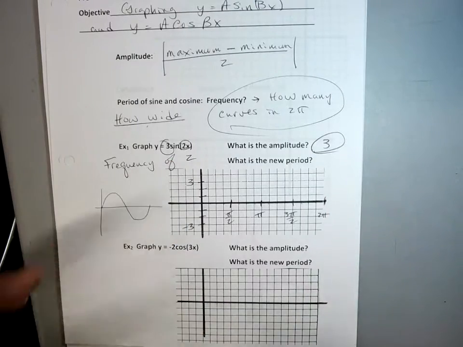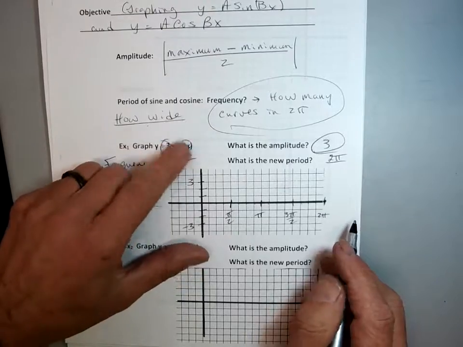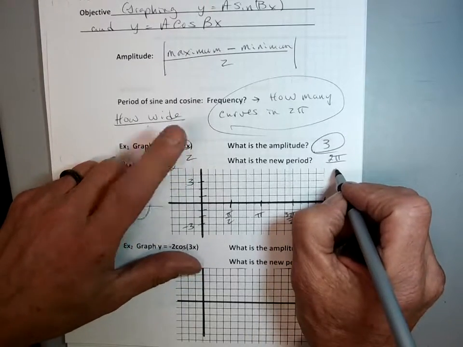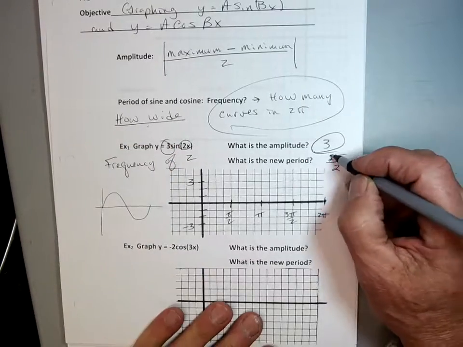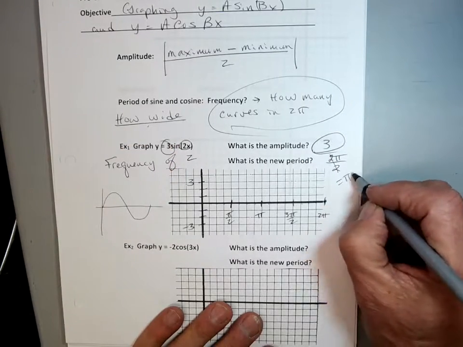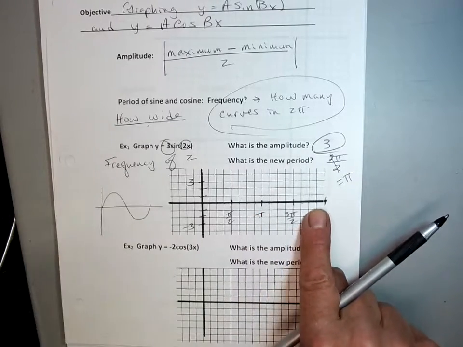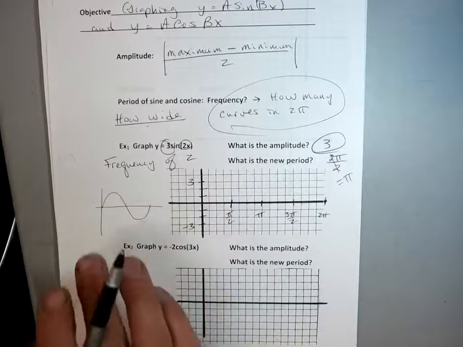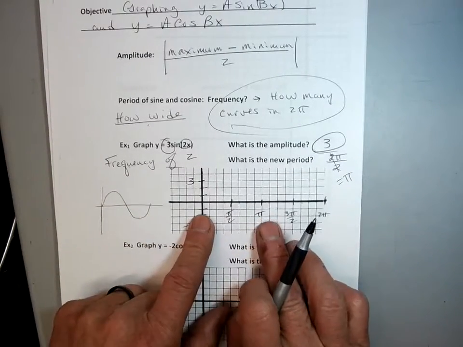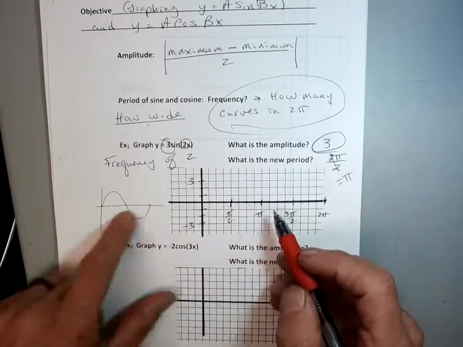So the way you find the new period is you take 2 pi and you divide it by your frequency. I'm going to divide it by this value here. We call it b. So if I divide 2 pi by 2, the new period is pi. That makes sense to me because I'll have 1 in pi, I'll have another in pi, and I'll get 2 curves. Okay, so here's what I got to do. I'm going to take this shape and put it between 0 and pi. So I'm going to go, and it's going to look like this.